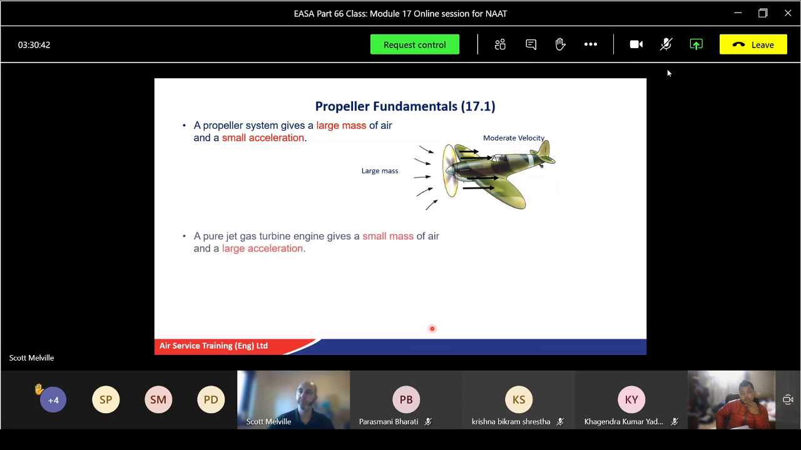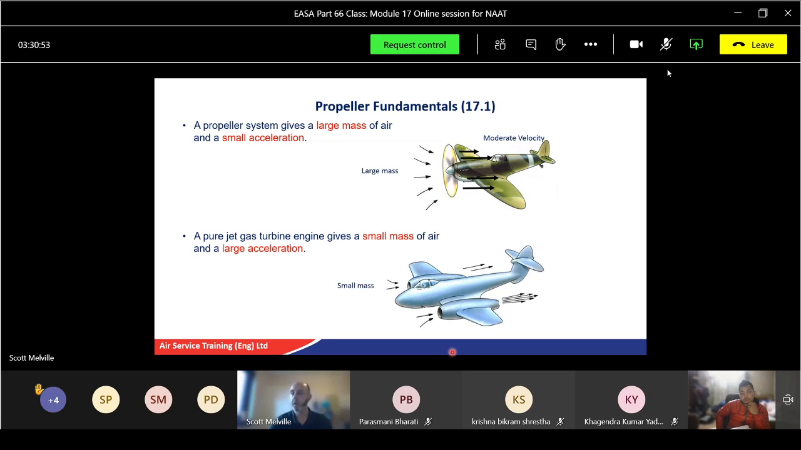In a jet engine, we do the opposite. We take generally a small mass of air and get a far larger acceleration. So a small mass of air at the front, a large mass of air at the back end. So two different methods doing the same job, but one does it faster than the other. Hence why we use turboprops or propeller aircraft at low altitudes, and we tend to use jet engines at higher altitudes.